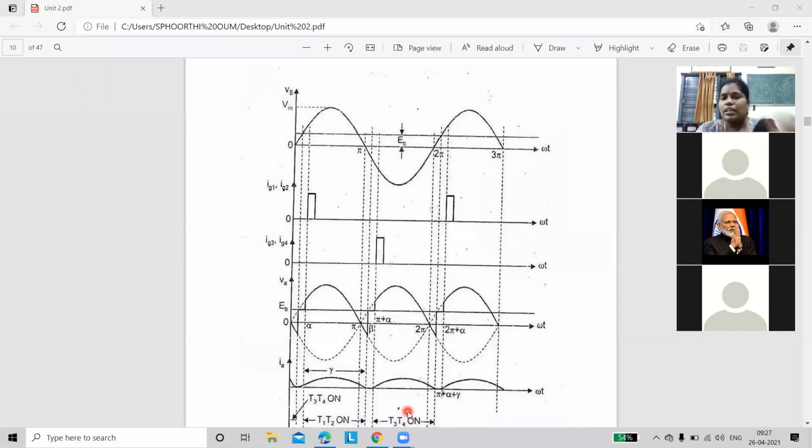So see only two waveforms carefully. One is the supply voltage and back EMF. I am repeating: supply voltage and back EMF. And the second waveform is the output voltage with respect to the back EMF. So see these two waveforms carefully.